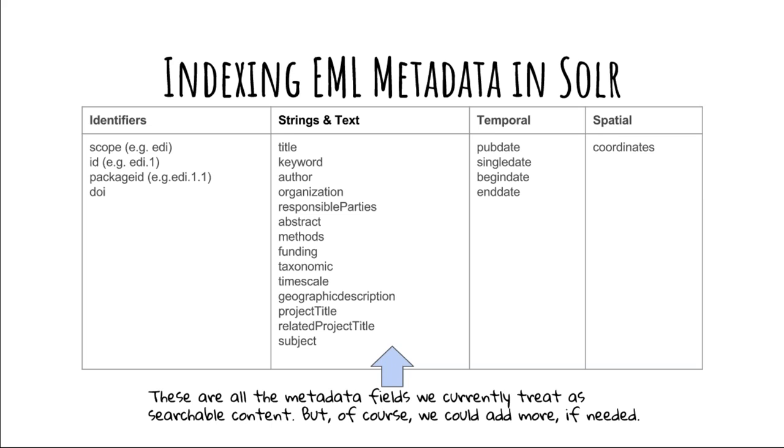So here is the list of fields that are searchable in PASTA Plus. We have a number of identifiers, such as the scope, which is sort of a namespace for a document, in this example, EDI. The ID of that document, for example, EDI.1. The full package ID includes a revision number for that document, so EDI.1.1. And we also have DOI identifiers that are minted through EDI for every document within PASTA Plus, and that is searchable. We have a number of string and text fields. Most of them are self-explanatory, so I won't describe them. And we also have temporal fields and spatial fields that are searchable by date range and by spatial coordinates.